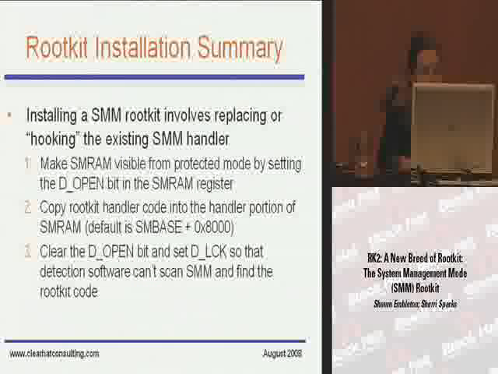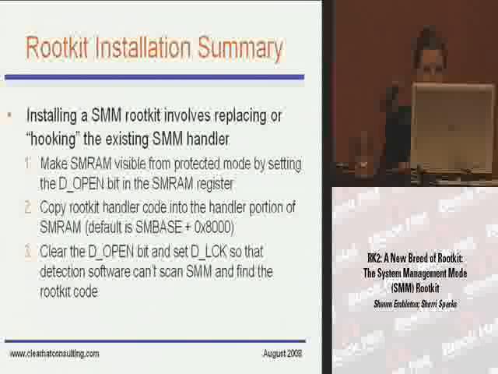So installing the rootkit, there's kind of 3 steps here. We either need to replace or hook the existing SMM handler. So assuming that our system is not locked, we can make SMRAM visible from protected mode by setting the D_OPEN bit in the SMRAM register. At that point, we are going to be able to copy our code in because SMRAM will be accessible to us. And once we have our rootkit copied in, then we will clear the D_OPEN bit and set the D_LOCK bit so that detection software can't scan SMM and read out the rootkit code and test for a signature or anything like that.